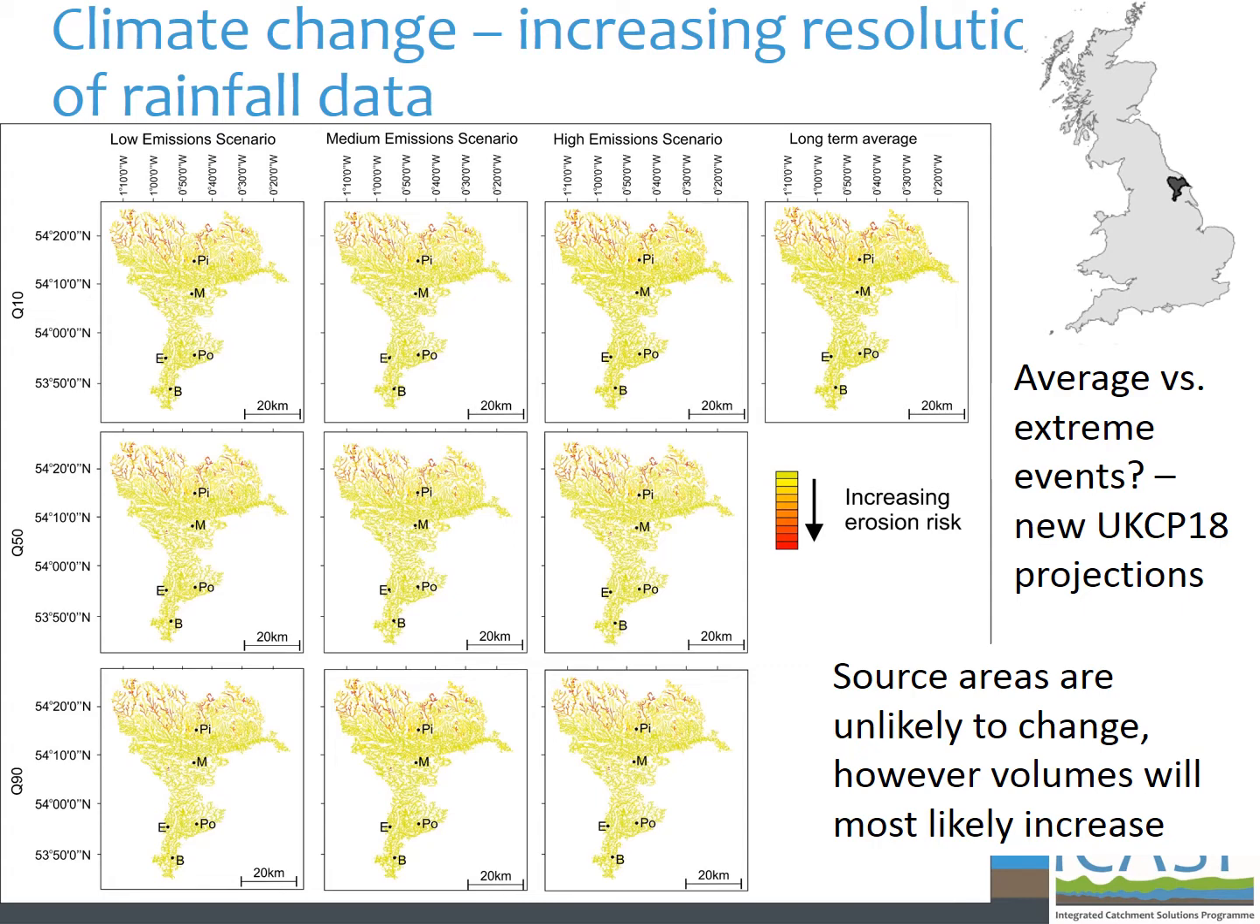As I stated before, SCIMAP doesn't give you absolute volumes. There's a lot of research that can be done in this area about average versus extreme events. Now that we have the new UKCP18 projections, for example, we may be able to see and model extreme rainfall events as compared to the average that people often model.